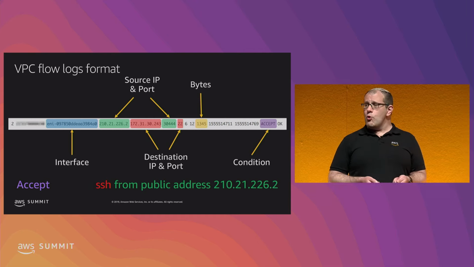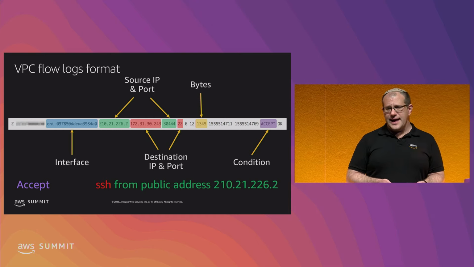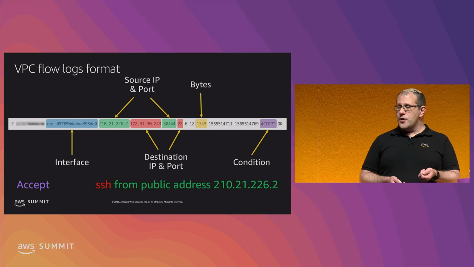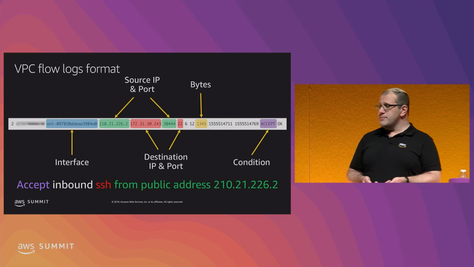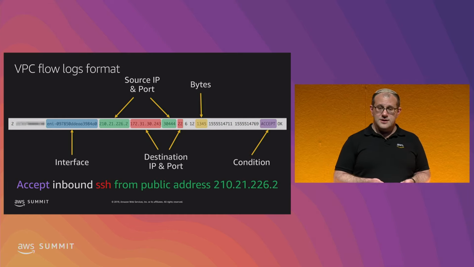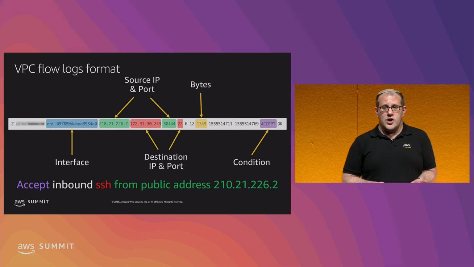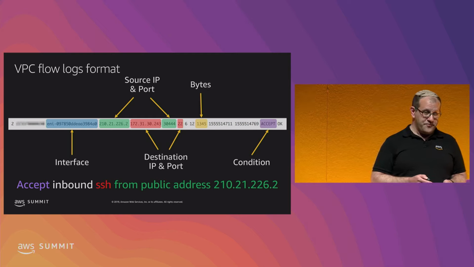Now, that gives me almost my entire sentence, but I have to work one bit out. I work out that if it's destined for SSH inside my VPC, then this was inbound data from the public internet to SSH. That's really useful. If something's not working, I can put a flow log on and see why traffic is being blocked.